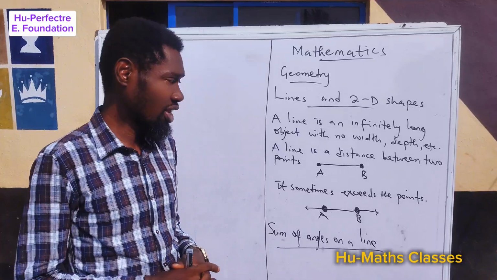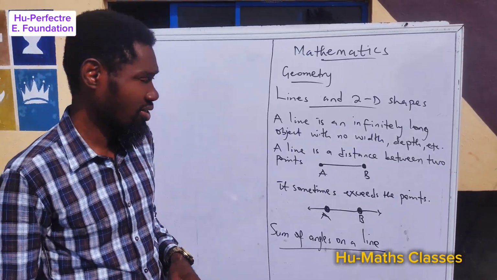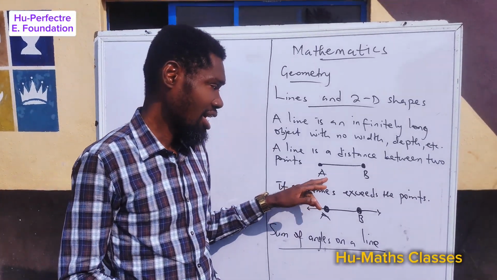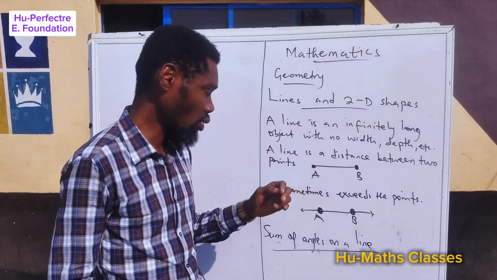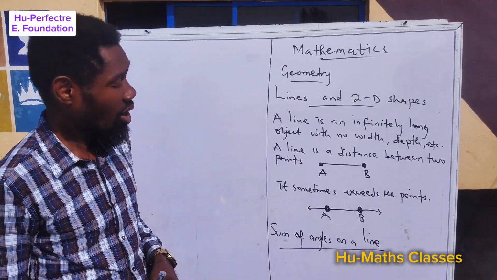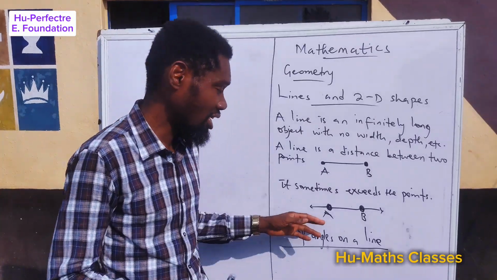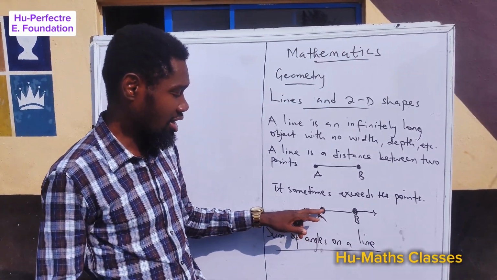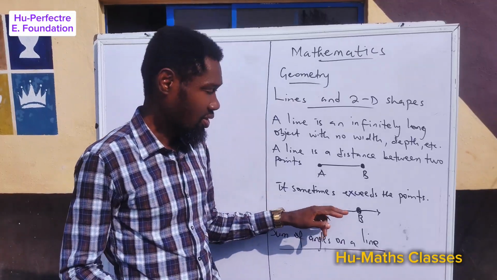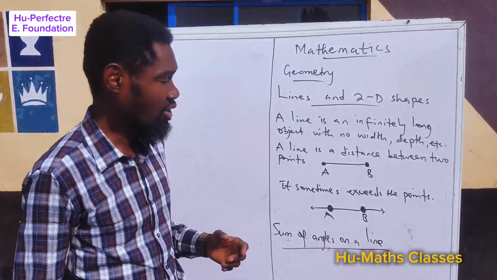A line could also be seen as the distance between 2 points, point A, point B. The distance between 2 points is also known as a line, and sometimes the line could exceed the 2 points. So you have it exceeding the point at A, exceeding the point at B. That is called a line.